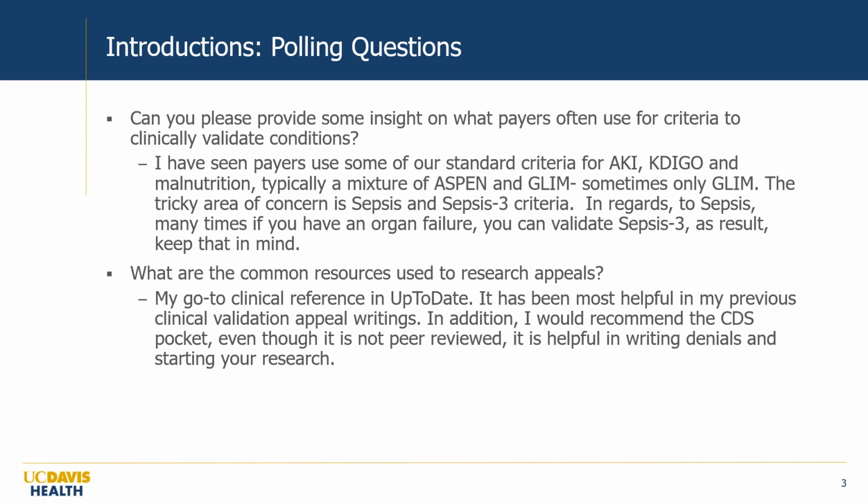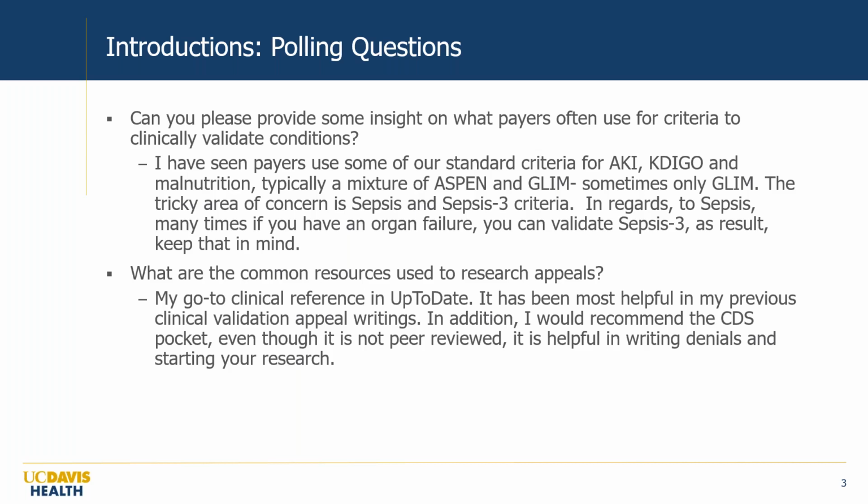First, I'd like to start off with our polling questions that were presented to me. The first one was, can you please provide some insight on what payers often use for criteria to clinically validate conditions? I think that's a really great question because it's no different than what we use in our CDI profession. They use the same evidence-based clinical definitions that we use for the most part. When it comes to AKI, I've seen them use KDIGO. That's pretty much an industry standard for acute kidney injury. For malnutrition, I've seen them use ASPEN criteria and also the GLIM, and even a mixture of both sometimes.